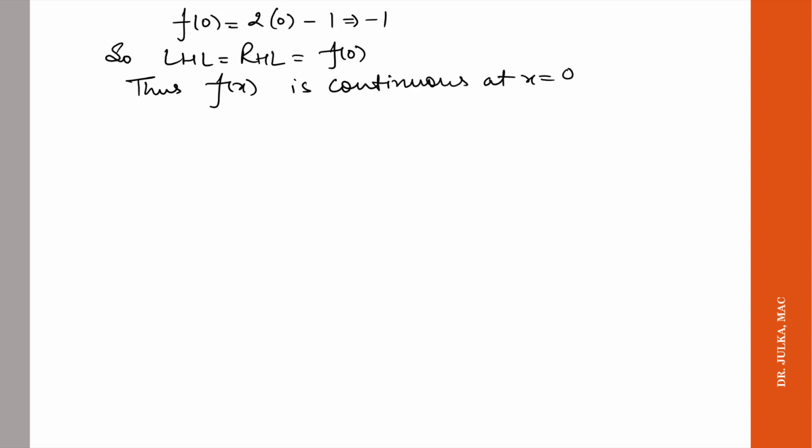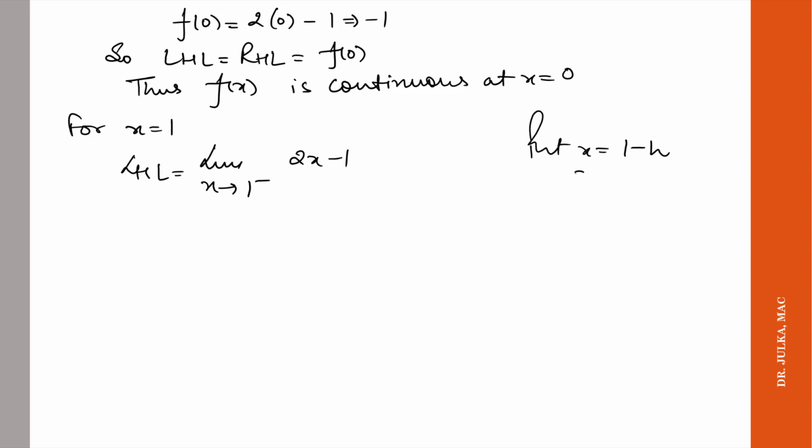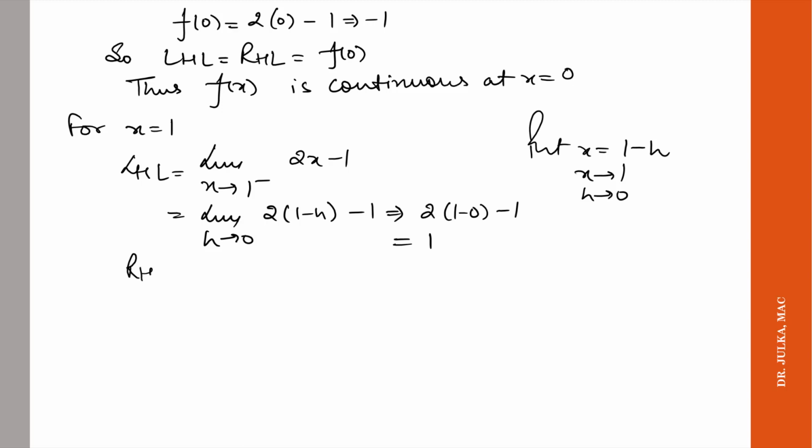Now we check function at x equals 1. So left hand limit is limit x tends to 1 negative, and the function is 2x minus 1. Put x equals 1 minus h, x tends to 1, so h tends to 0. Limit h tends to 0, replace x by 1 minus h. And after calculation, we'll get the value of left hand limit 1.